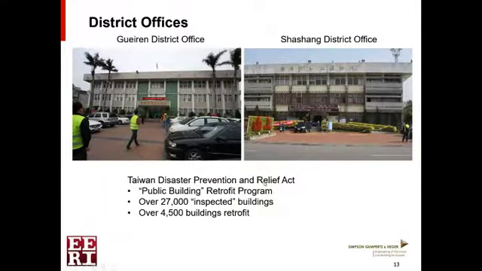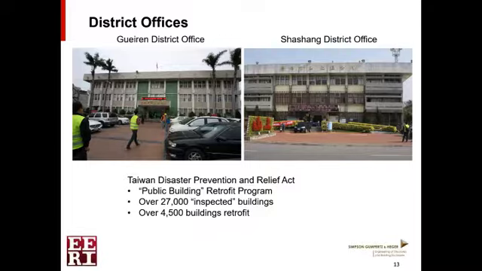There was a discussion about the district offices. The district offices generally represent City Hall or governmental type buildings, and the comparison between those district offices is actually nice. There's a general consistency in plan and design between those buildings. You can see here they're juxtaposed with a retrofit building and a non-retrofit building. They're all part of what is called a public building retrofit program, which is actually associated with some legislation that was passed after the Chi-Chi earthquake.